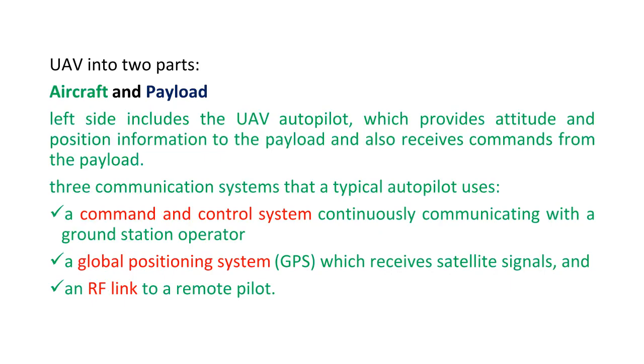Left side includes the UAV autopilot, which provides attitude and position information to the payload and also receives commands from the payload. There are 3 communication systems that a typical autopilot uses: a command and control system continuously communicating with a ground station operator, a global positioning system, GPS, which receives satellite signals, and an RF link to a remote pilot.